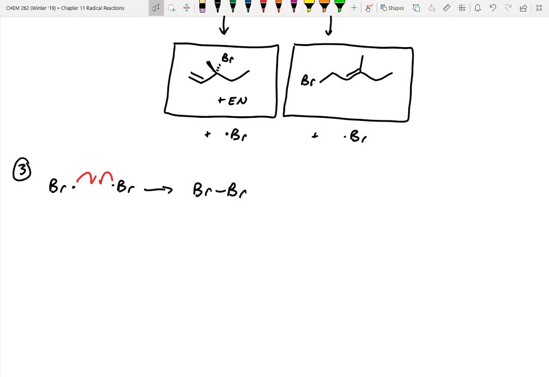So these are pretty useful reactions. Like I said, you have to be very careful to use NBS as your reagent. If you have any alkenes in there, you can't use elemental bromine, otherwise you get the competing addition reaction.